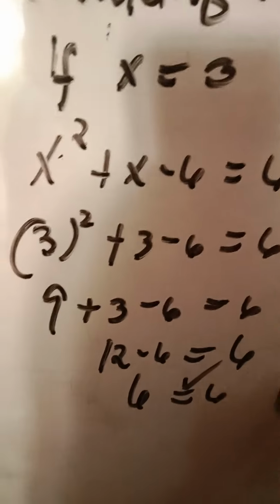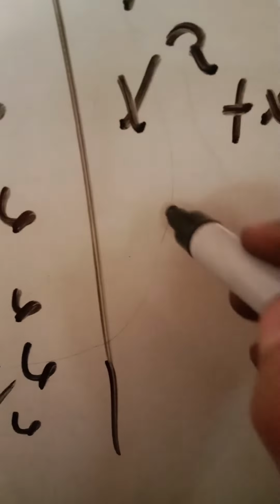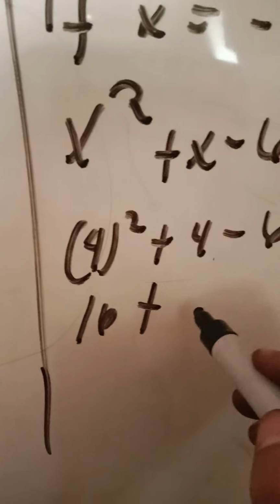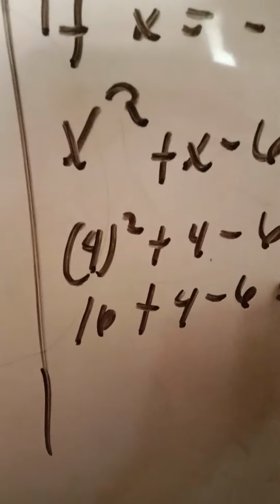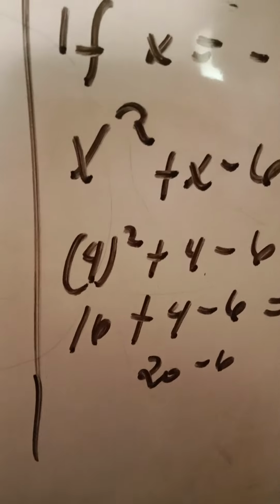Our answer is check. How about if x is equal to negative 4? So x squared plus x minus 6 is equal to 6. Our x is 4. So 4 squared plus 4 minus 6 is equal to 6. So 4 squared is 16 plus 4 minus 6 equal to 6. So 16 plus 4 is 20 minus 6 is equal to 6.